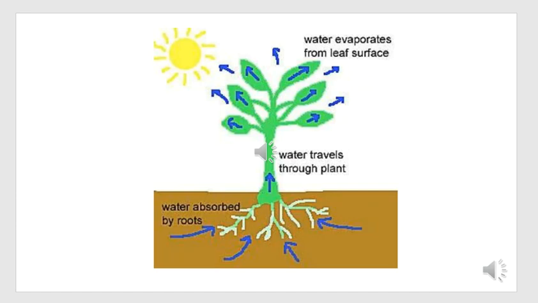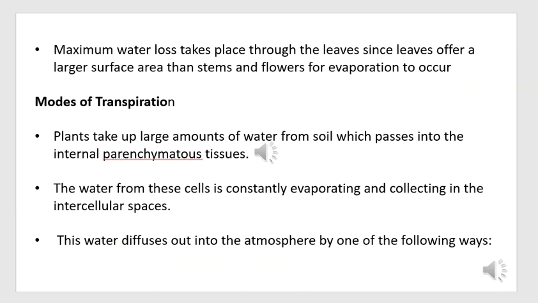is known as transpiration. In this slide, you can see how the plants absorb water, then the water reaches the different parts of the plant, and then it goes back to the environment in the form of water vapor. That is known as transpiration. Only 2 to 5% of the water is used by the plant. Now, maximum water loss takes place through the leaves, since leaves offer a larger surface area than stems and flowers for evaporation to occur. So the transpiration rate is very high through the leaves, because leaves provide a very high surface area in comparison to the different parts of the plant.